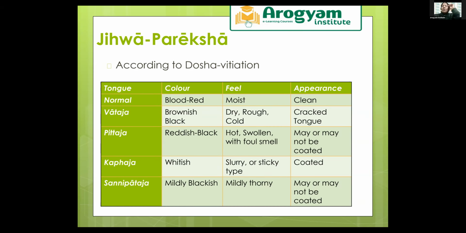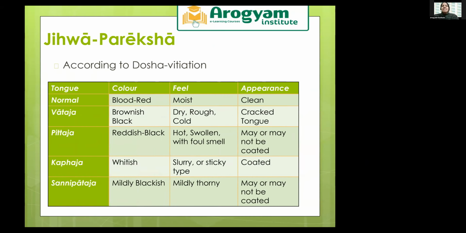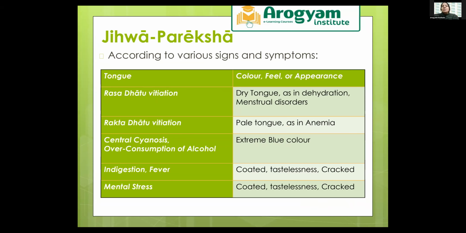Next, sannipataja means when all the three doshas are involved. Vata, Pitta, Kapha. So all the three together is called as Sannipata. Sannipataja type of problems may generally tongue appears mildly blackish and mildly thorny, may or may not be coated. It depends, right? Then अगर कुछ धातुओं का विसिएशन दुष्टि हो गया है तो we can see many special features in the tongue. For example, रस धातु की विकृति से we see dry tongue as in dehydration and menstrual disorders. रक्त धातु की विशेषण से हम तो पेल टंग देख सकते हैं as in anemia.